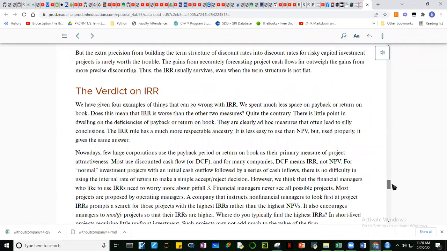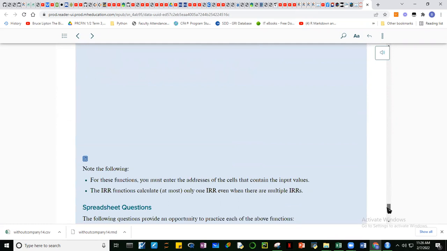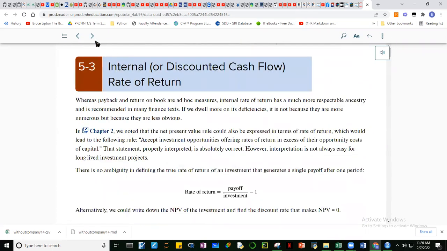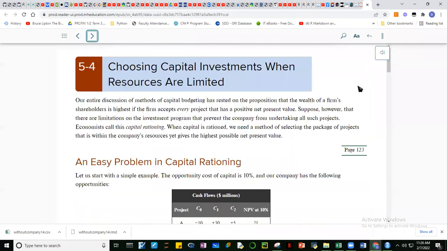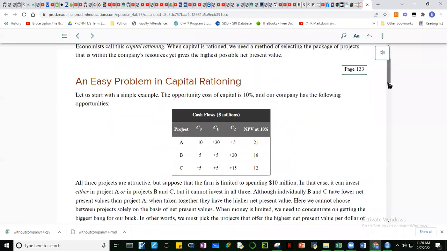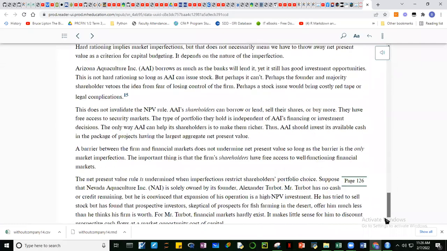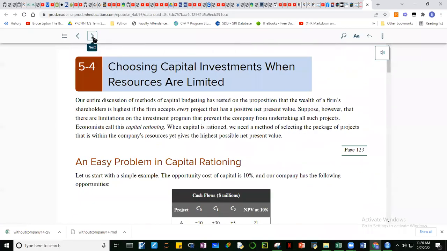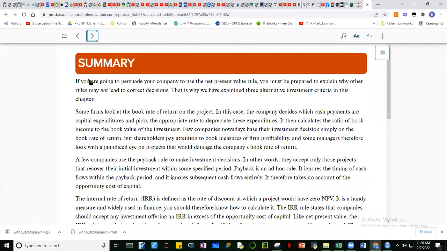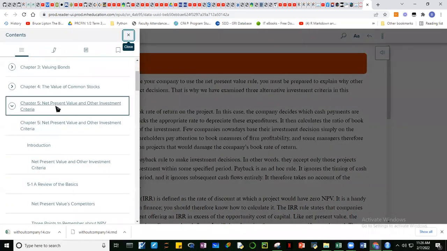Okay. All right. So that's about it, guys, sa chapter 5. Okay, here are just more examples. Okay. So that ends discussion in chapter 5. Summary na. No? Okay, so chapter 6 naman.